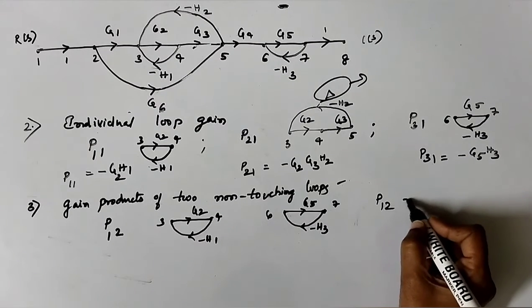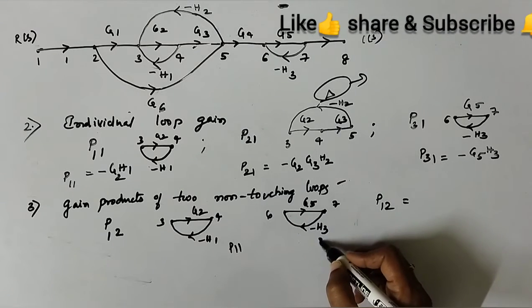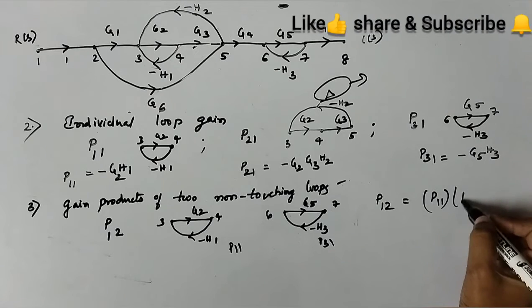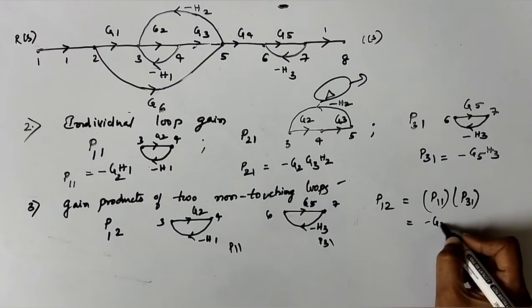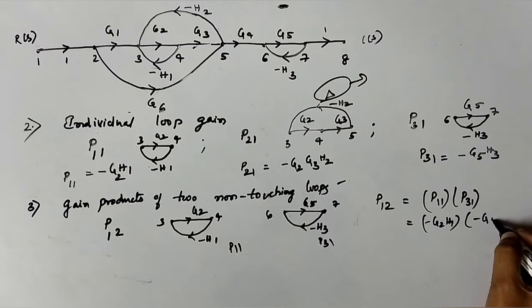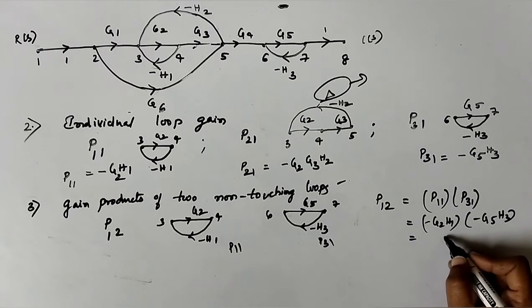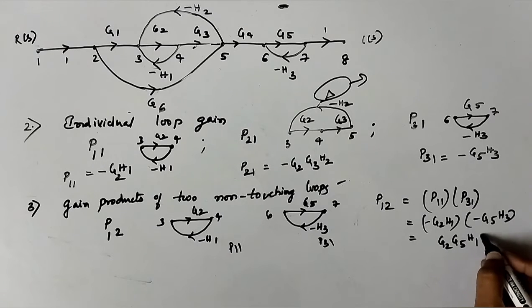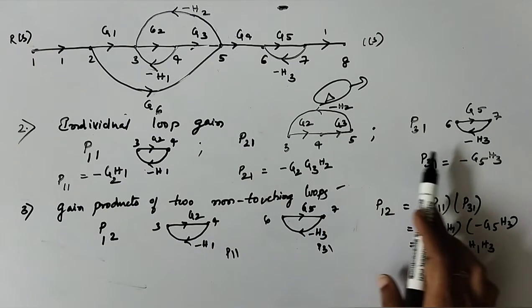P12, that is nothing but P11 into P31, here minus G2H1 into minus G5H3. That would give us G2, G5, H1, H3. Another combination of this and this one.